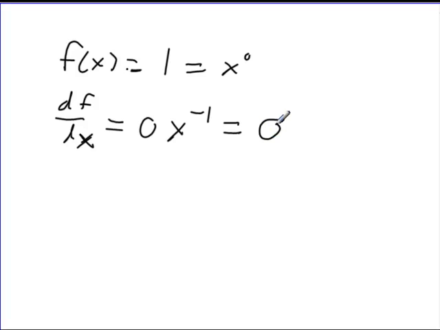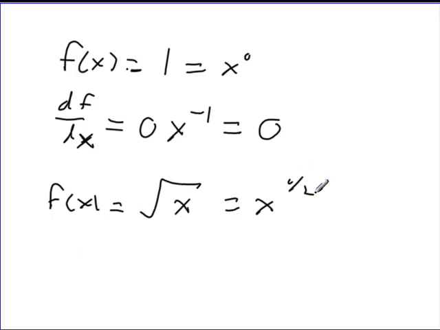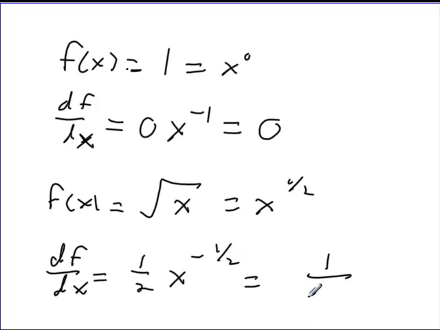Okay? Now it turns out this power rule works even if it's not an integer power. For example, suppose I have f of x is equal to the square root of x. In this case, this is the same as x to the 1/2 power. In that case, df dx would be 1/2 times x to the 1/2 minus 1. 1/2 minus 1 is negative 1/2, or in other words, this is 1 divided by 2 times the square root of x.